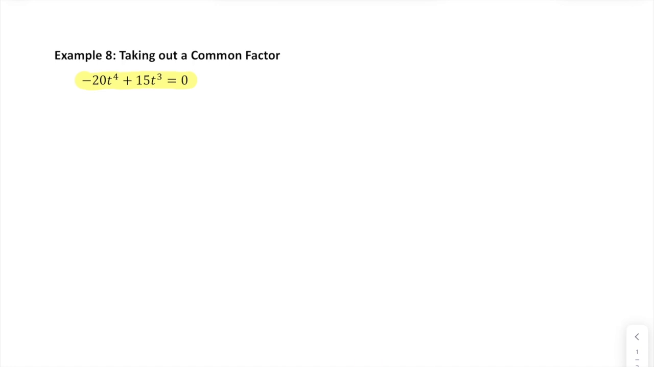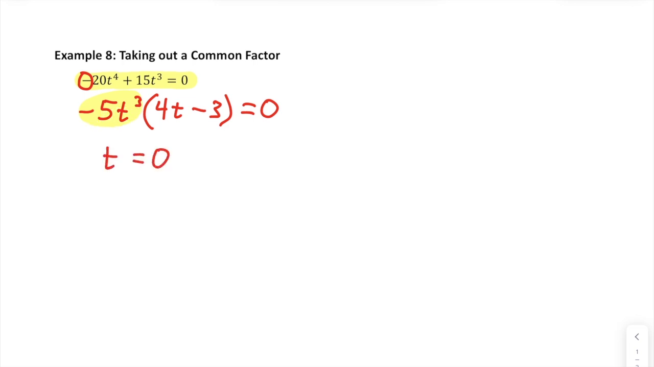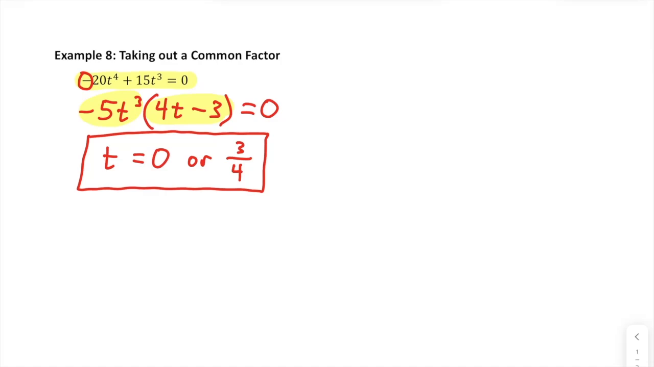When there's a negative in front of the leading term, it's polite to factor it out as well. So here, let's take out the negative, a 5, and a t cubed, leaving us with negative 5t cubed times 4t minus 3 equals 0. As always, we set each factor equal to 0 and solve for the variable. The only way negative 5t cubed can equal 0 is if t equals 0. And if 4t minus 3 equals 0, then t equals 3/4. So the solutions to this equation are t equals 0 and t equals 3/4.